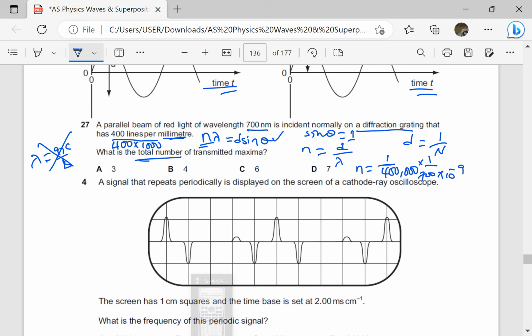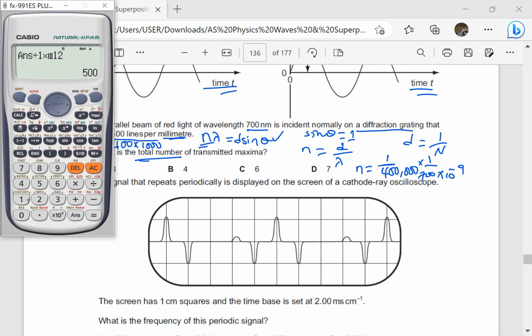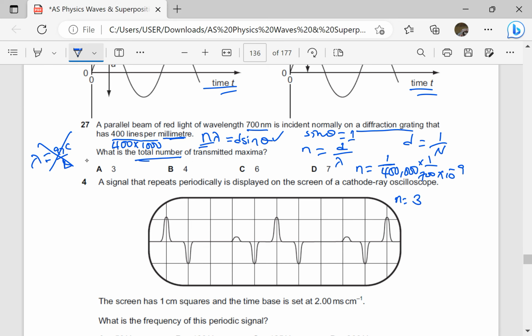So we now do the substitution, or we press our calculator. I'll simply say 1 divided by, open brackets, 400,000 times 700 exponent negative 9. That gives us 3.57 recurring, so approximately 3.6. But remember, these are diffraction orders, so we round down to the smallest whole number. So instead of writing 3.6, I'll round off to 3. So n maximum is 3.